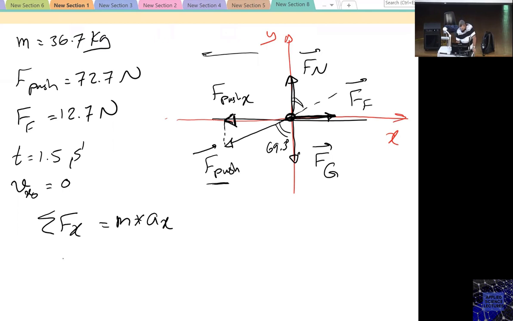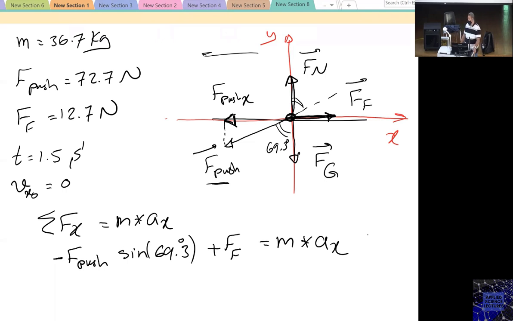So sigma Fx, I have minus F push sine 69.3 degrees, right? I have plus Ff. Those are all the x components of the forces that I have: the projection of the push force in the negative x direction and the friction in the positive x direction. In this case, it equals m times ax. I need to find the acceleration.